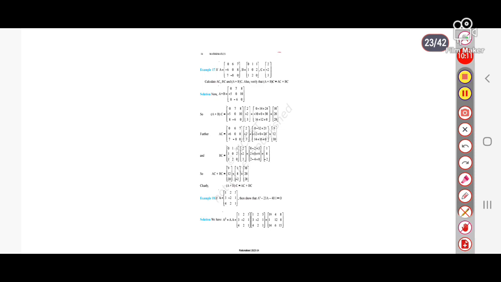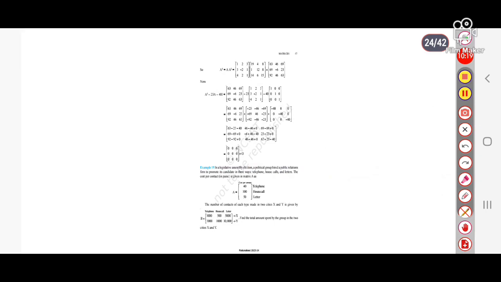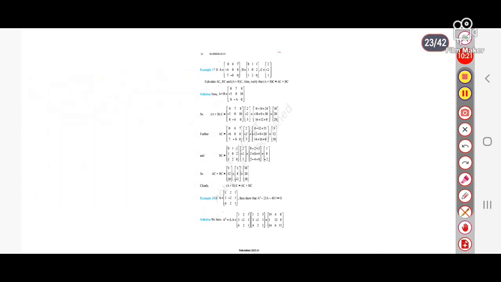They have asked us: if A equals the given matrix, then show that A cube minus 23A minus 40I equals 0. Right. Now, this is again one of the easiest parts. The identity matrix given over here is 40I.